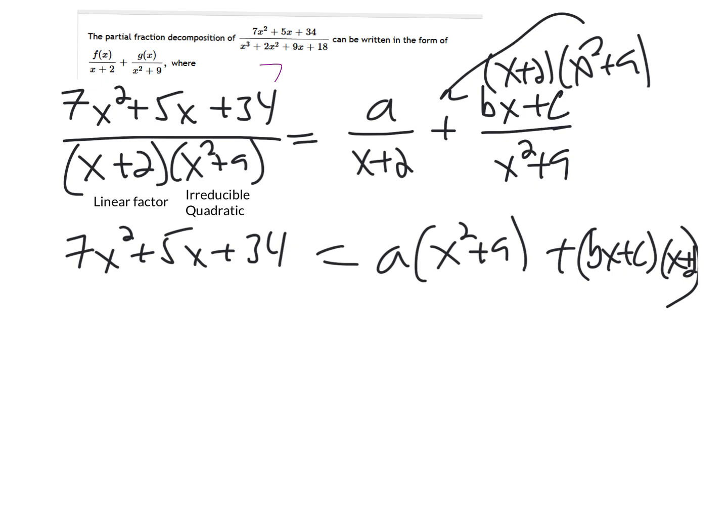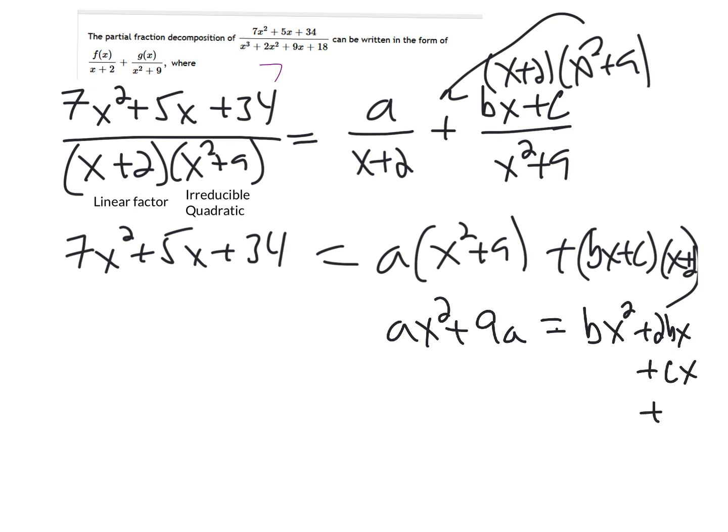So then just doing a little more algebra, so we know that ax squared plus 9a has to equal, and I'm just going to do some foiling here. So what is that? bx squared plus 2bx plus cx plus 2c. I don't know where I wrote equals here. They should have a plus. And that has to equal this other thing.